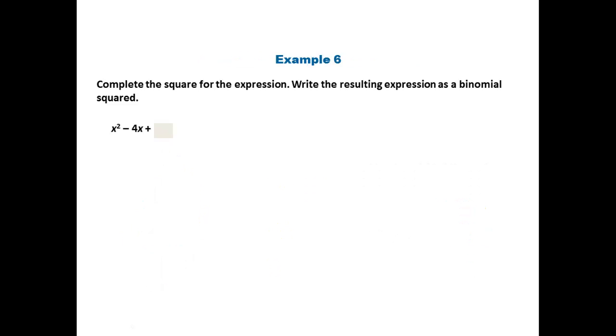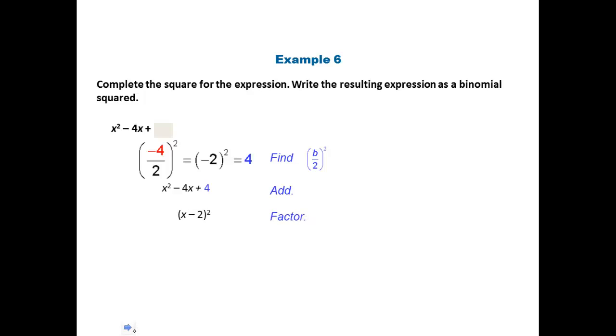Okay, so let's look at one more. Completing the square here for this given binomial. Our first step, half of negative 4 is negative 2. When we square it, we get 4. We add it to our expression, completing the square, which allows us to factor perfectly. And then, of course, we can check.